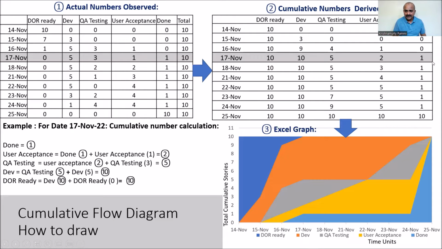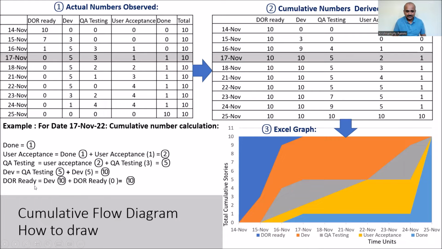How? We have to come right to left. First, in done, we have 1 number. So in done, 1 number will be put. Now, user acceptance testing. So 1 is done, and then user acceptance testing is another 1. So 1 plus 1 is 2. So user acceptance testing, we say 2. Why? This 2 has the number of done, 1, plus user acceptance testing, 1. So 1 plus 1 is 2.